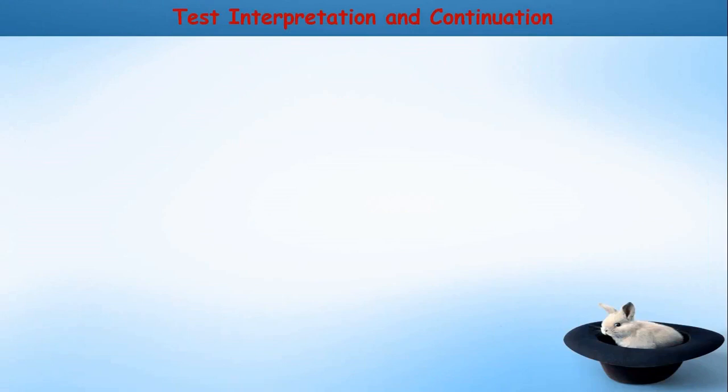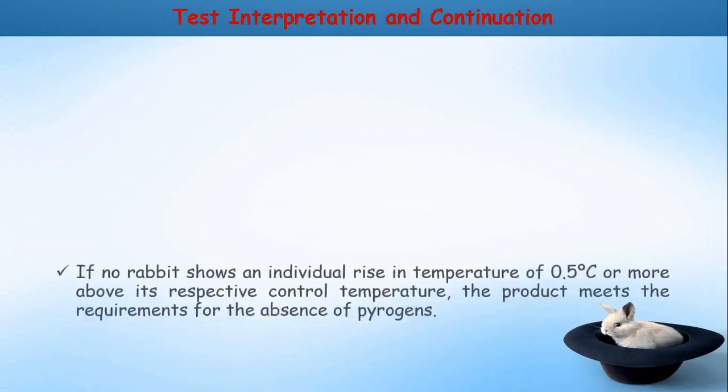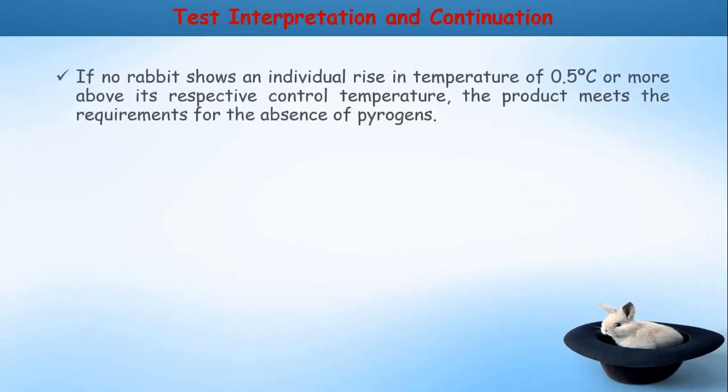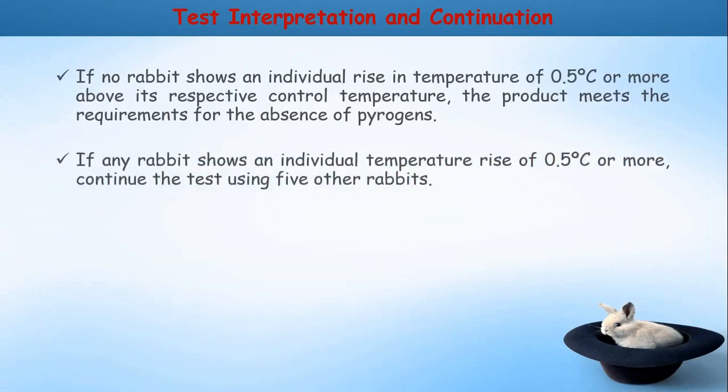Next is the test interpretation and continuation. If no rabbit shows an individual rise in temperature of 0.5 degrees Celsius or more above its respective control temperature, the product meets the requirement for the absence of pyrogen. If any rabbit shows an individual temperature rise of 0.5 degrees Celsius or more, continue the test using 5 other rabbits.